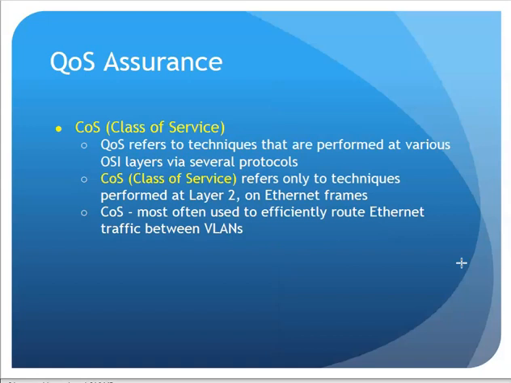The other technique is class of service. Quality of service refers to techniques that are performed at various OSI layers via several protocols. Class of service refers only to techniques performed at layer 2 on Ethernet frames. Class of service is most often used to efficiently route Ethernet traffic between VLANs.